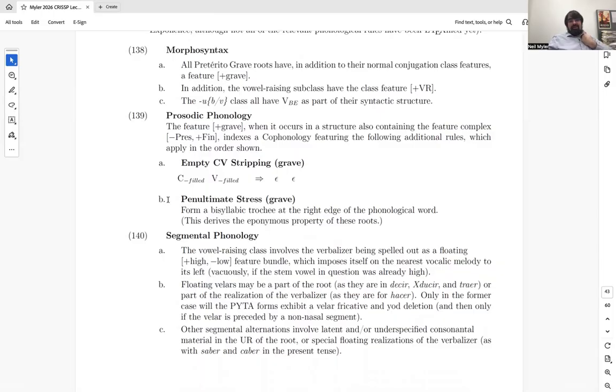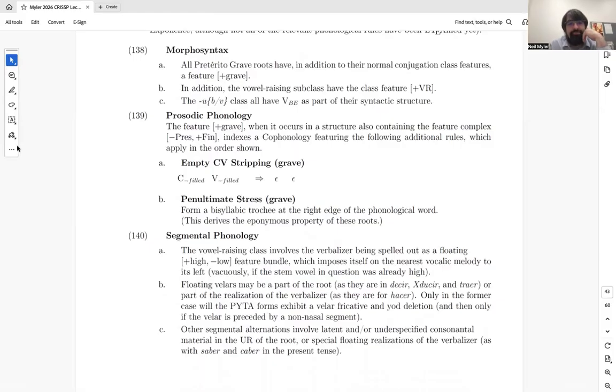And then finally, there's the thing that derives the eponymous property, which is 139b. All it says here in prose, penultimate stress, form a bisyllabic trochee at the right edge of the phonological word. There's a statement of how to implement that in terms of the adaptation of the Donna Rocca accent calculation system in Appendix E. So this is just informally stated in prose here, but I've restated it using the terminology for calculating accent from earlier in the handout in Appendix E. Okay.